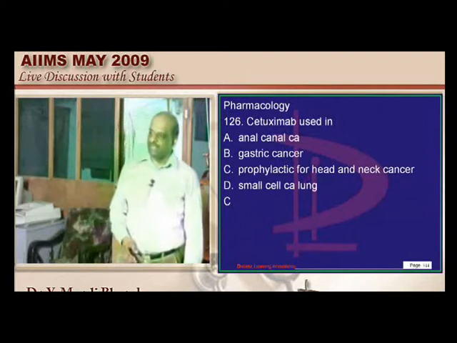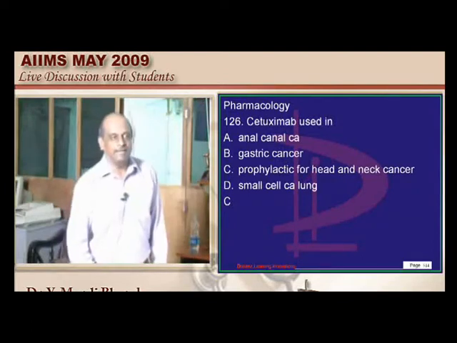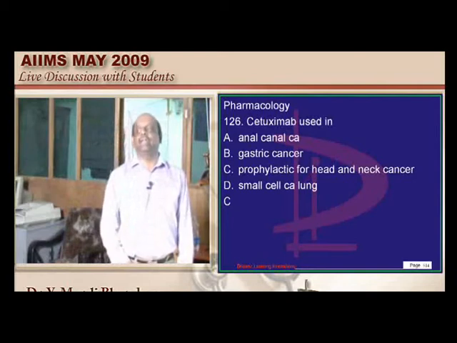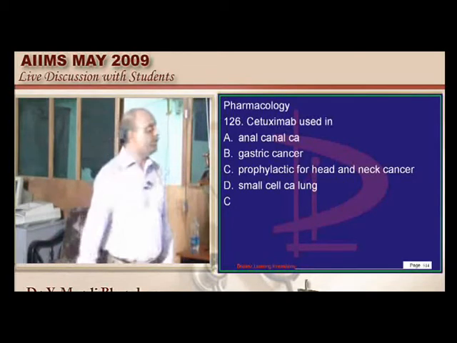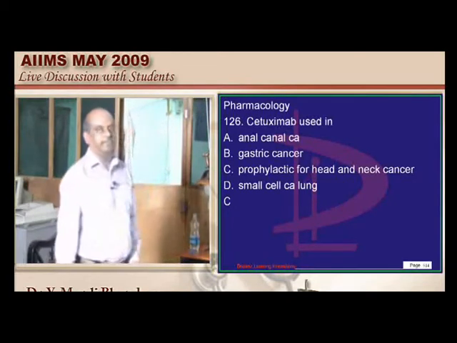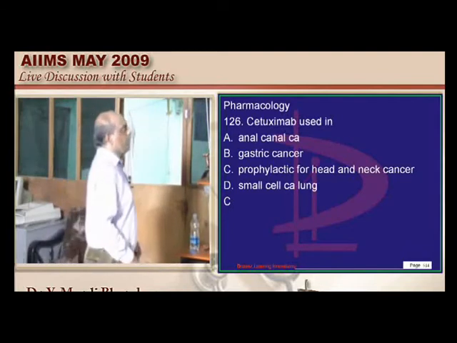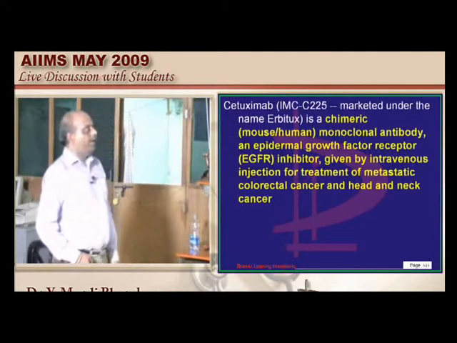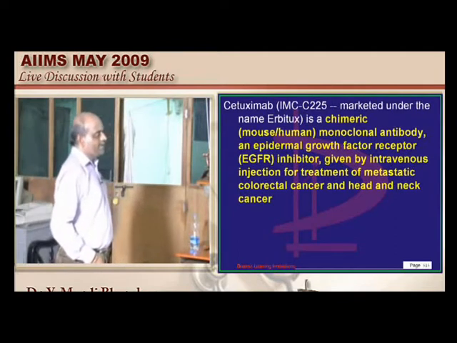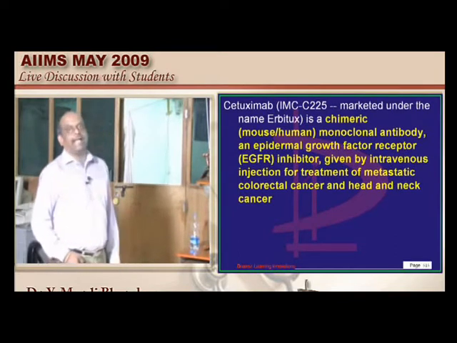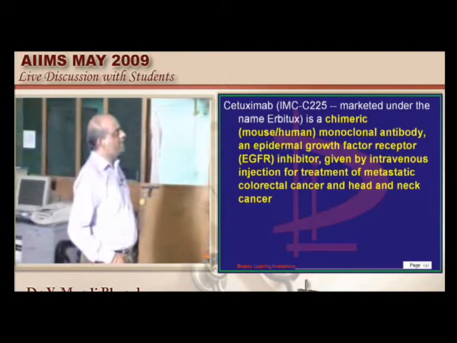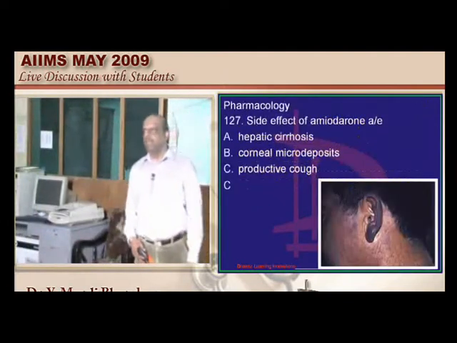Rituximab, one or the other MAB, monoclonal antibody, is a definite question in the entrance. So in which cancer do we use it? It is a chimeric monoclonal antibody against the epidermal growth factor receptor, which is used in metastatic colorectal cancer and head and neck cancer. That is what needs to be remembered.